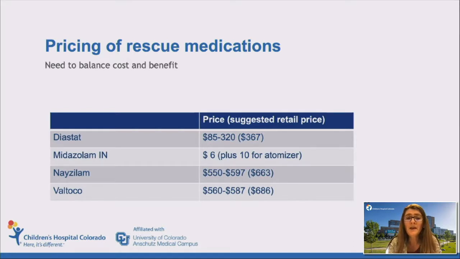That's rectal diazepam, and is available for about $350 or so. There are some places where you can actually get it for even much cheaper than that. The intranasal midazolam that we use in Colorado using the aerosolizer, we can actually get for $6 plus another $10 for the atomizer, so $16. So it's pretty inexpensive. Nayzilam and Valtoco have been relatively pricey, over $600. There are some patient assistance programs for this, but particularly for families who have large out-of-pocket deductibles, this is an important discussion to have to figure out which medication may be the right medication to use in this situation.